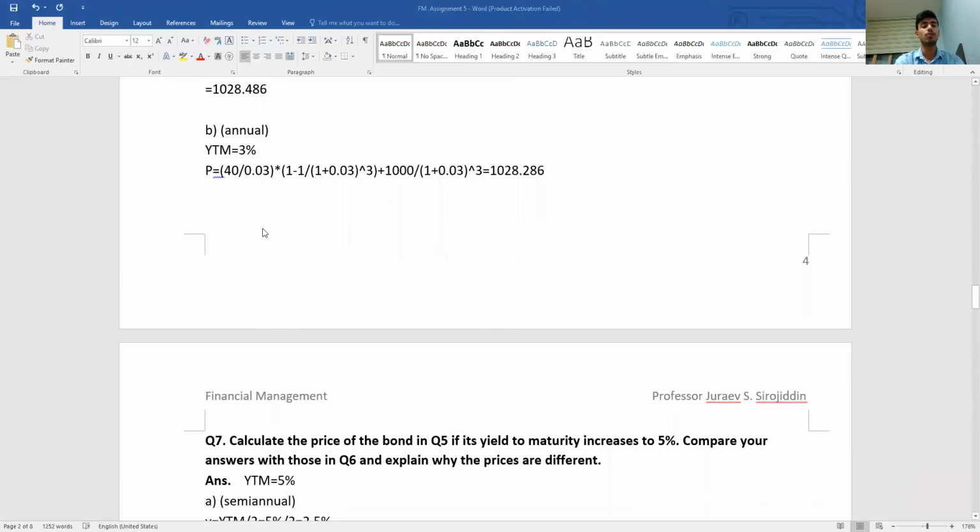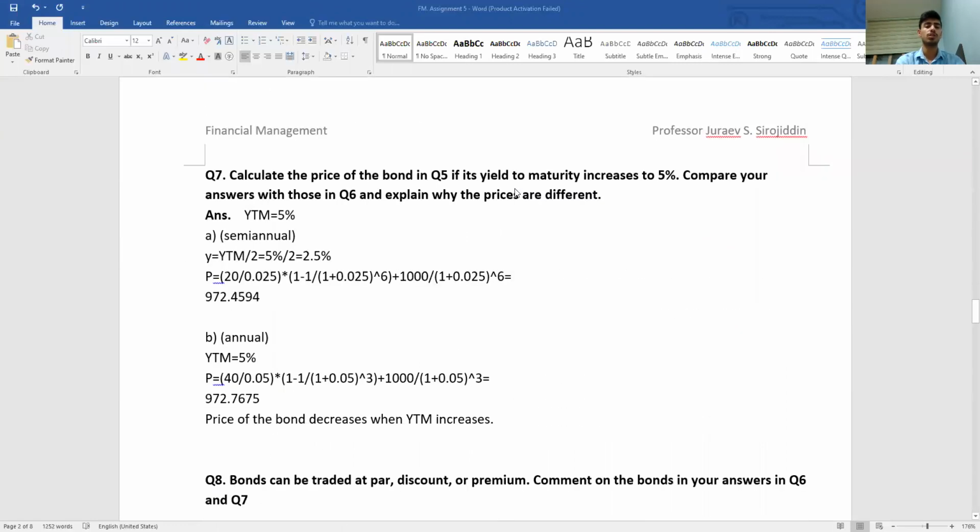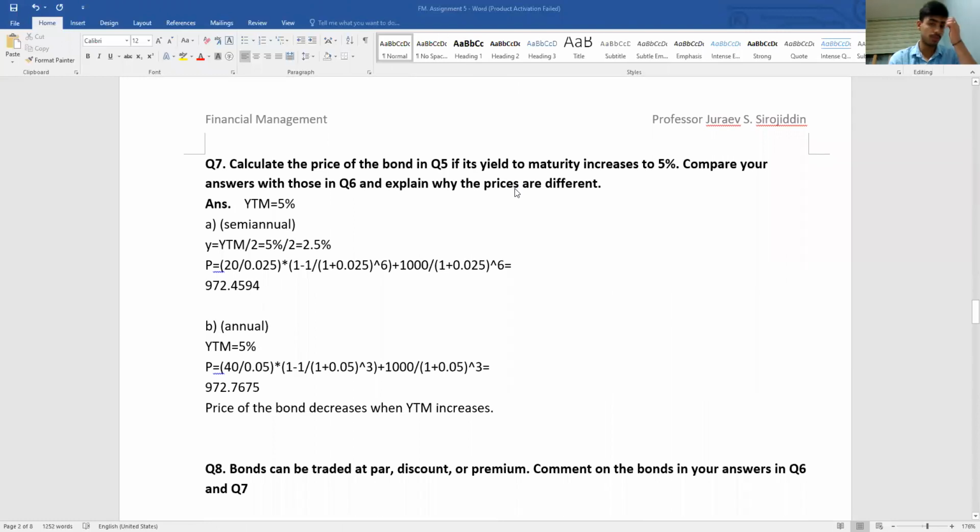Annually we divide by our yield to maturity, 0.03, so 40 divided by 0.03 times 1 minus 1 divided by 1.03, that is the formula. So power 3 because of the 3 years, 1028.28.